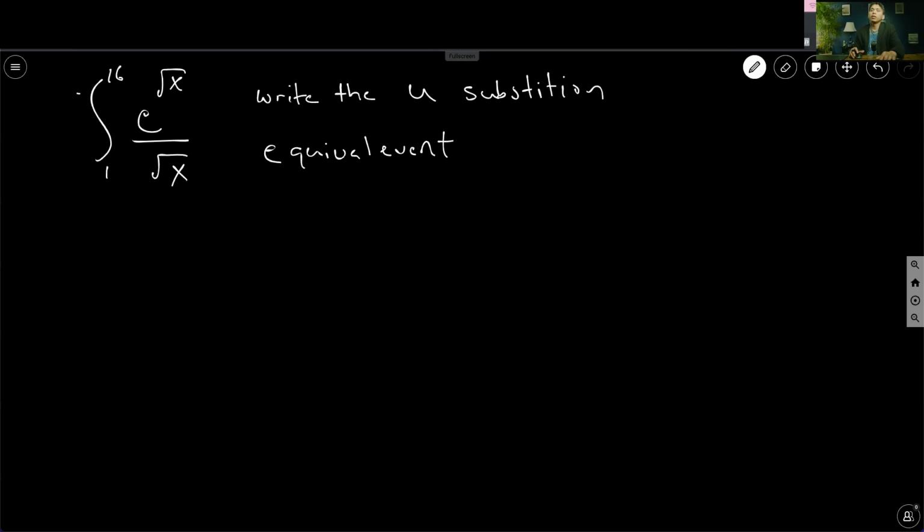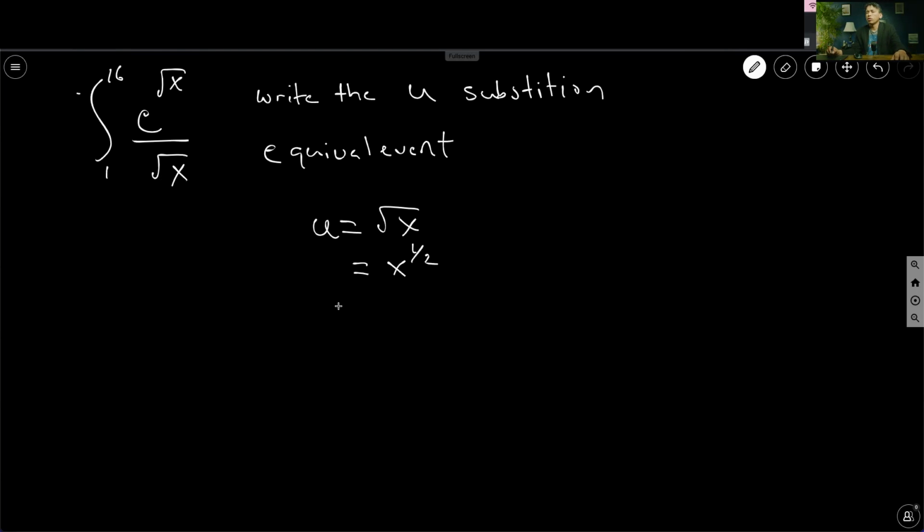So for this problem, they give you an integral from 1 to 16 of e to the square root of x over x, and they want you to write the u substitution equivalent. So you're not solving it, you're just doing the u sub and substituting the values in. So as you can see, you set the u sub equal to the denominator, or in this case, the power. So I'm going to set u equal to the square root of x. And then, of course, that's the same thing as saying x to the 1/2.